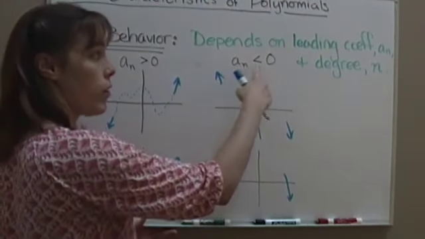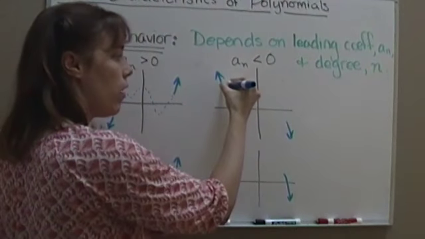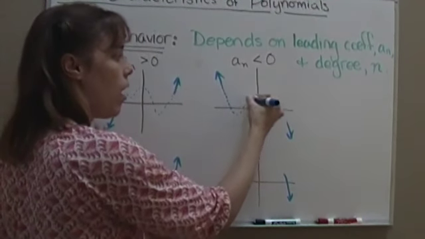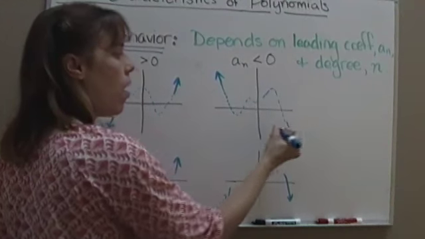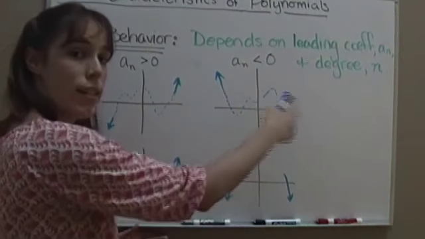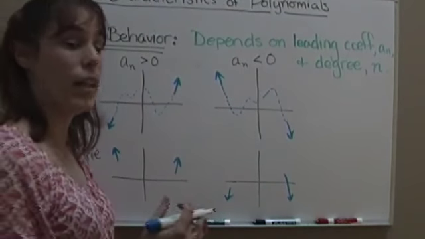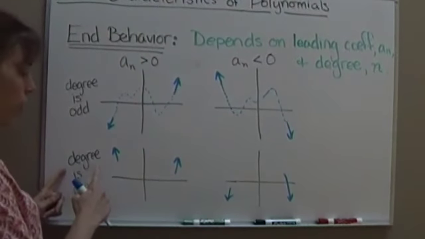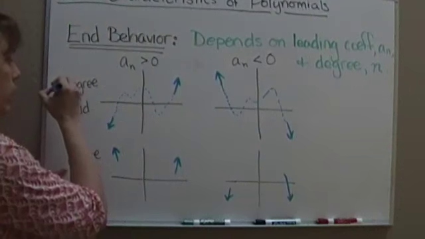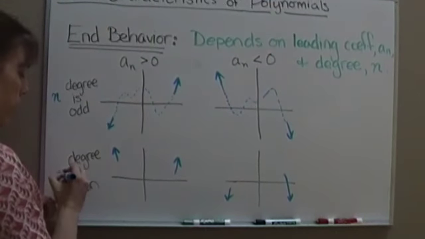So there's your leading coefficient. If it's negative, your graph is going to go up on the left side and down on the right. But you already knew this. This is just formalizing it for you. If your degree, and when I say degree, I'm talking about n, don't forget that, okay?